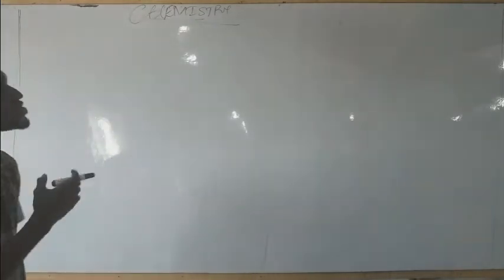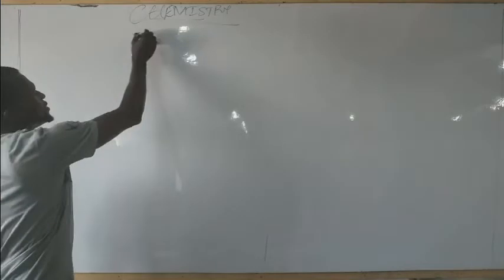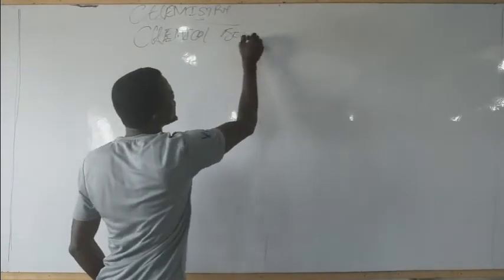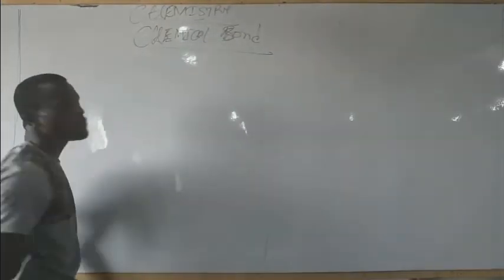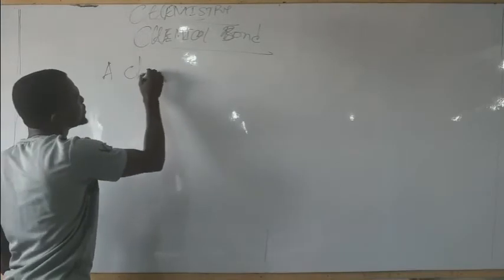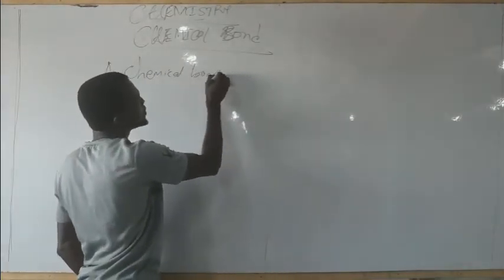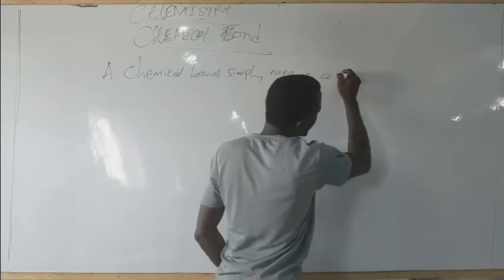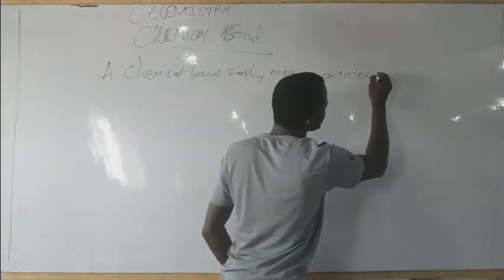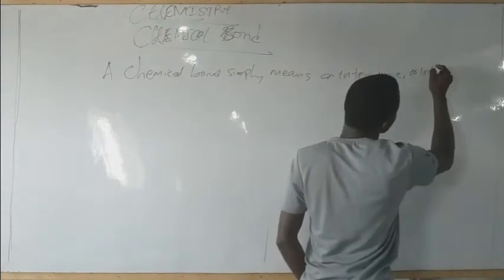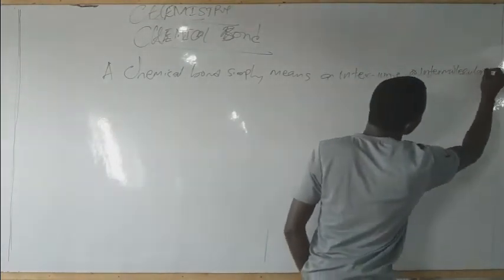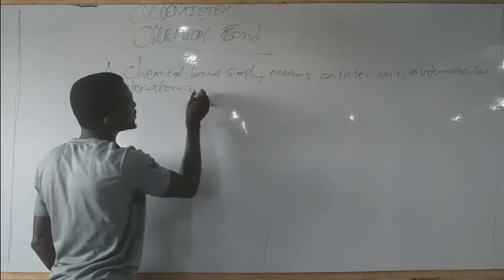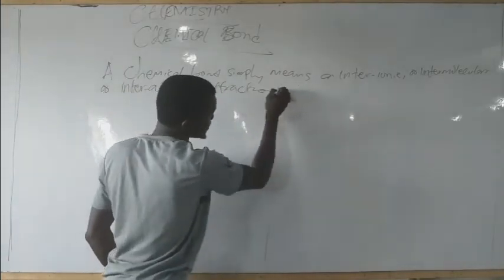Today we shall be discussing the concept of chemistry, but we shall start by discussing what is known as chemical bond. Now, what is a chemical bond? A chemical bond simply means an interionic, intermolecular, or interatomic attraction. Just as simple as it is.